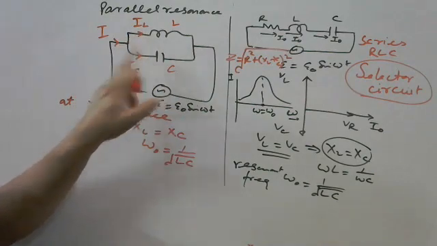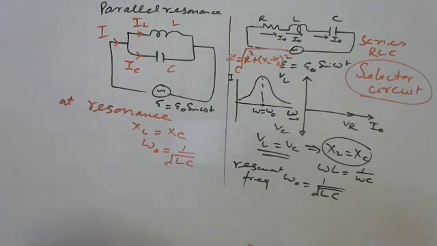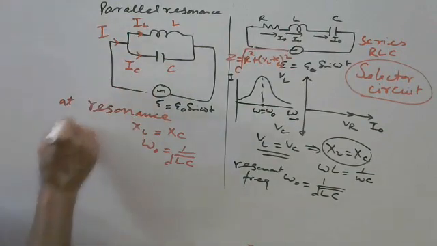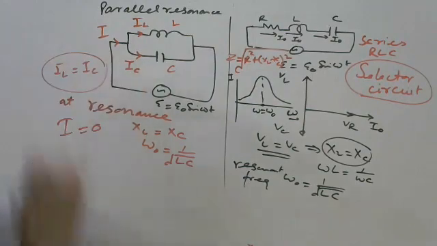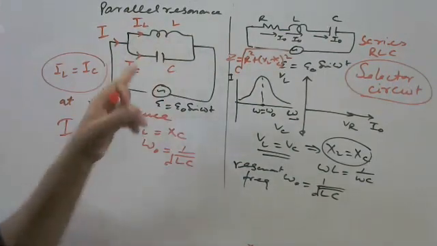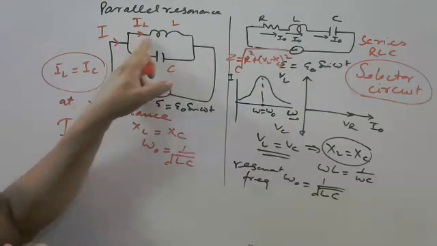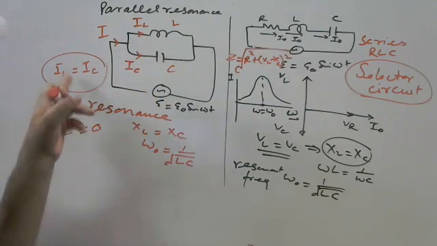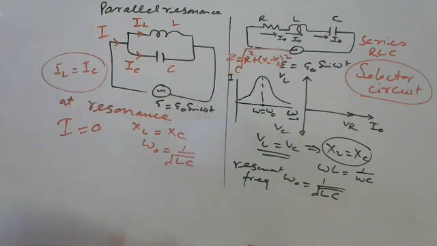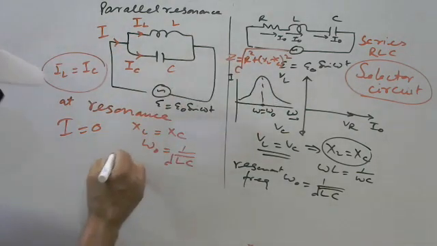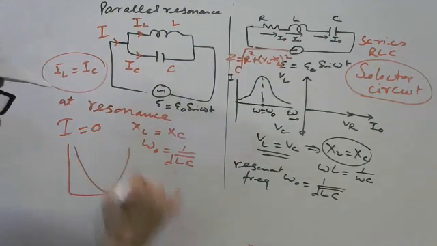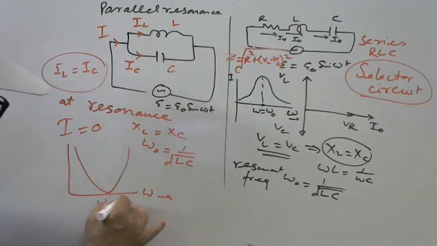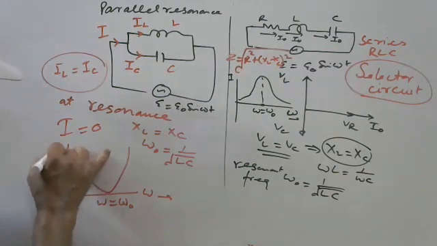This IL and IC are equal and opposite in phase, so net current will become 0, because in this case IL and IC are also equal, voltage are equal, but at resonance only this IL and IC are equal and opposite, so net current becomes 0. It means if net current is 0, in this parallel circuit we are getting the graph like this. At a particular frequency, that is called resonant frequency, this current becomes 0.